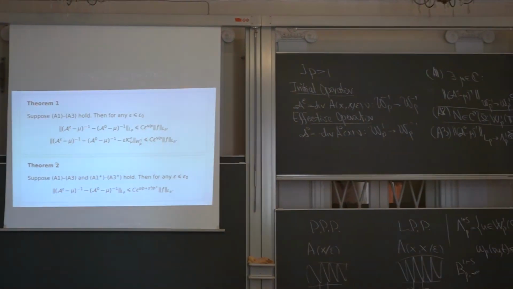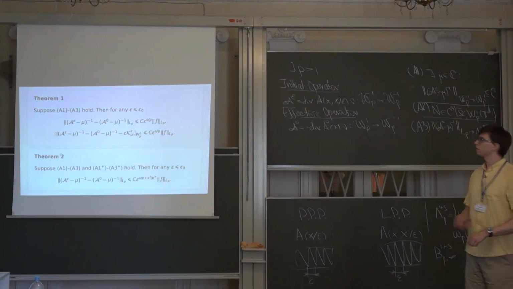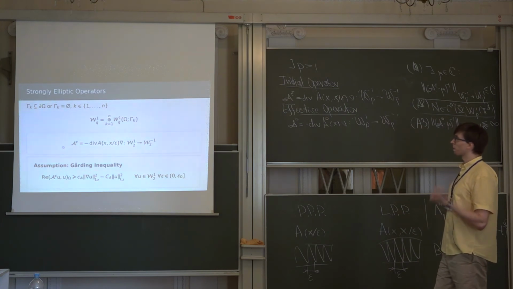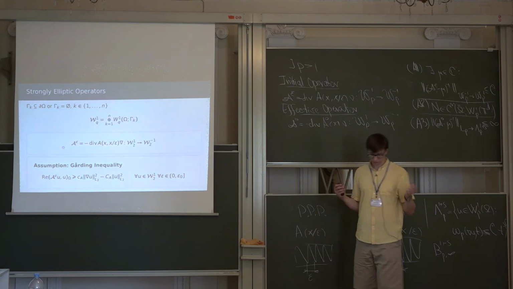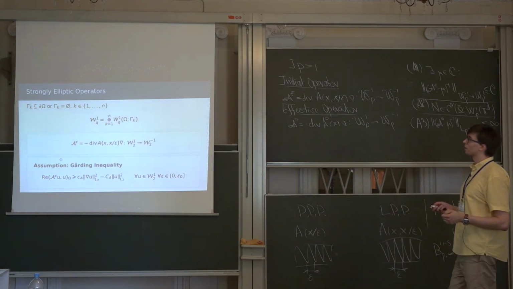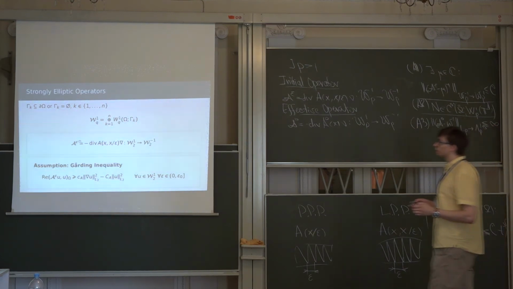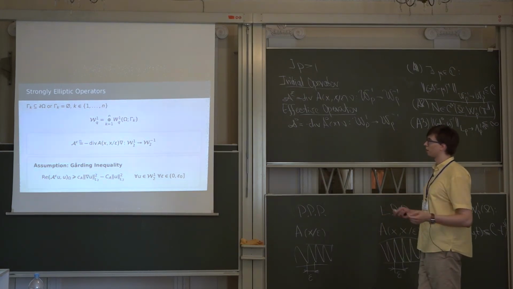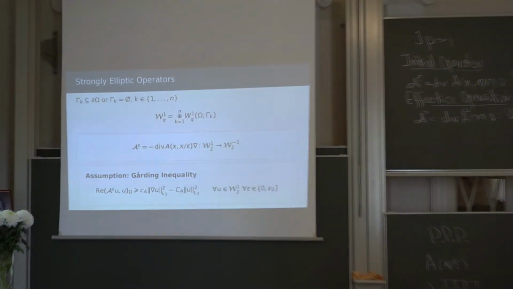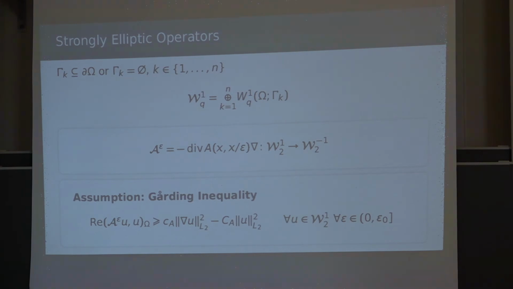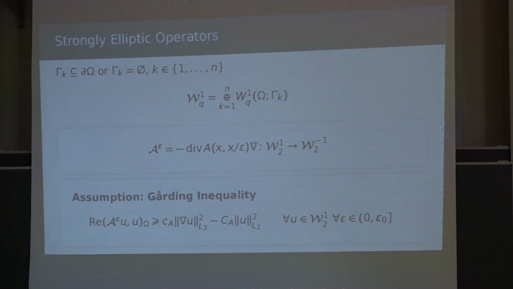That's the results. And now I'm going to provide some examples. Okay, strongly elliptic operators are those examples. Let gamma k be part of the boundary of the domain, or the empty set. Then we introduce the scale of Sobolev spaces W_q^1, which are just the direct sum of the Sobolev spaces of functions that vanish near the set gamma k. So we have the Dirichlet boundary condition on gamma k and Neumann on the complement.